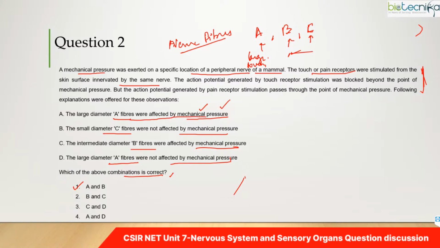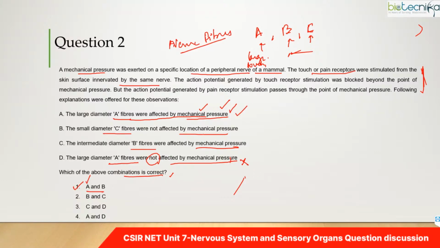Now if you know that A is correct, you can easily omit D because D is just contradictory to A. The D statement says the large diameter A fibers were not affected by mechanical pressure. So if A is correct, then definitely D is not correct. Even if you don't know the others, you have to see the options where A is present and D is not present. In that way, you will easily get the right answer, which is option 1. Option 1 is A and B. So A is correct, D is not correct.